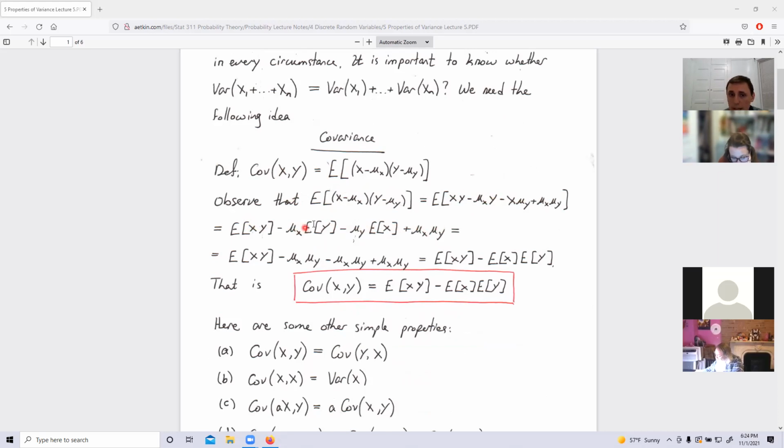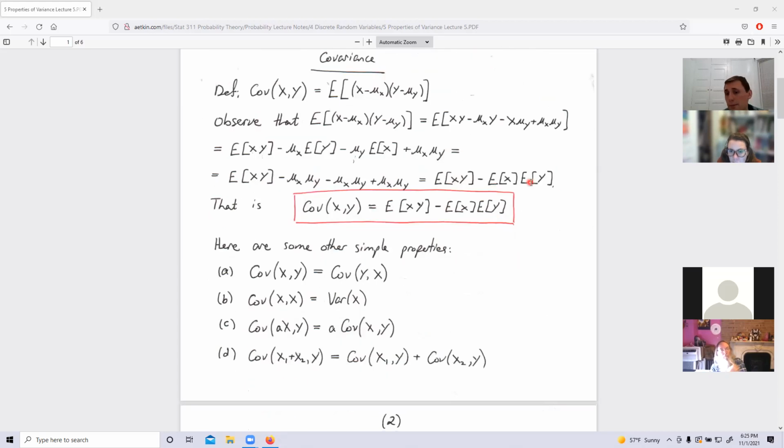Now, what happens here, guys? This is mu X mu Y, mu X mu Y, and mu X mu Y. So when we simplify, what do we get? We get simply the expected value of XY minus the expected value of X times the expected value of Y. Do you see that? If it were variance, it would be the expected value of X squared minus the square of the expected value. But here you have the expected value of the product of random variables minus the product of expected values.